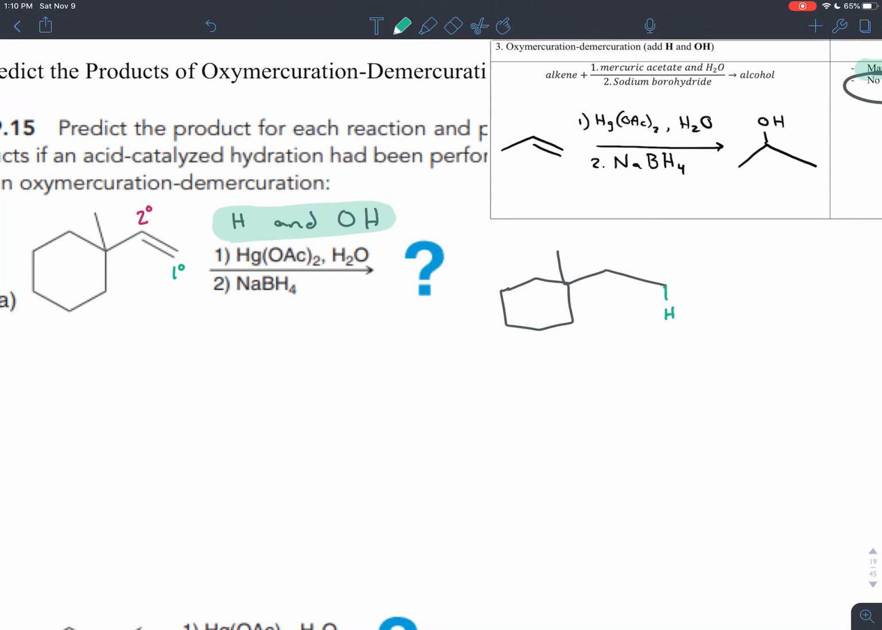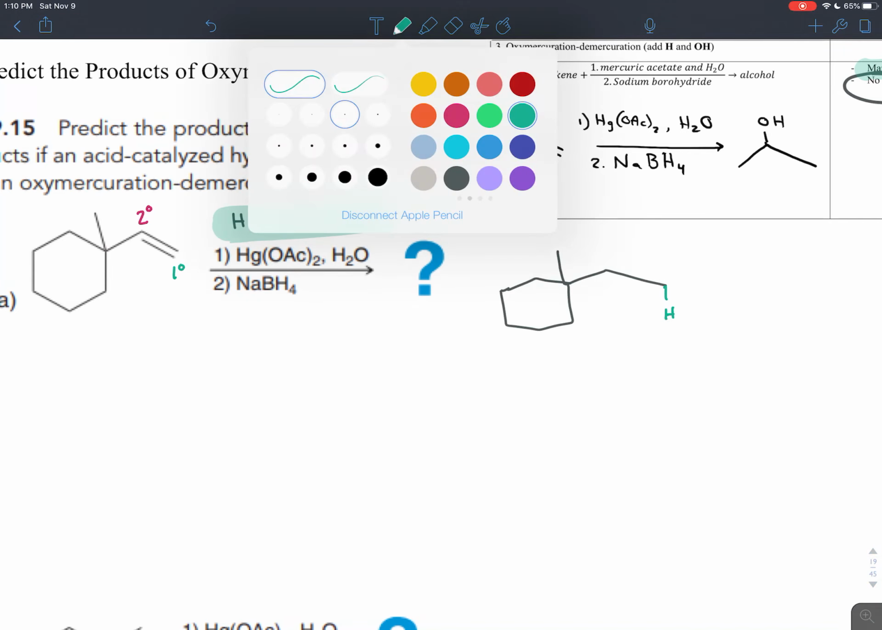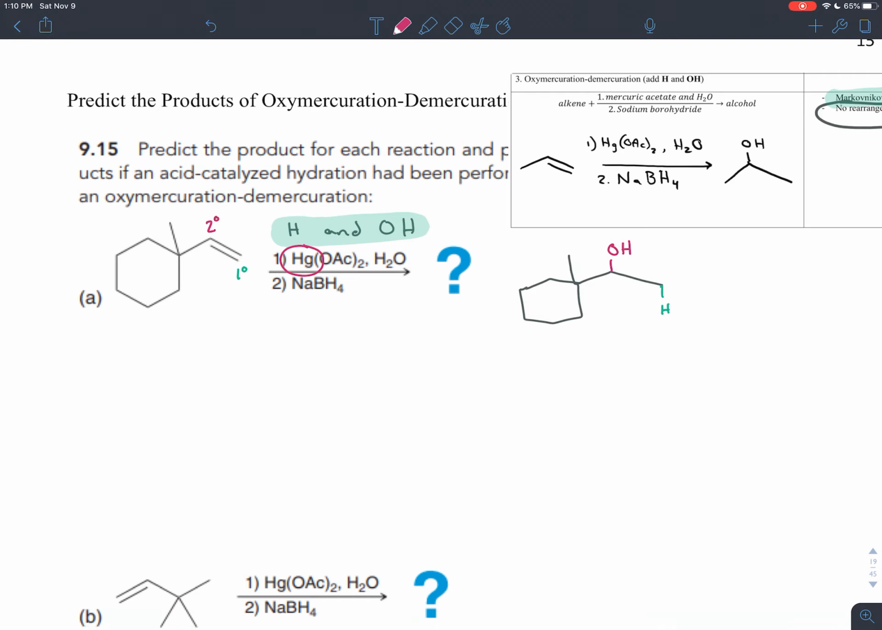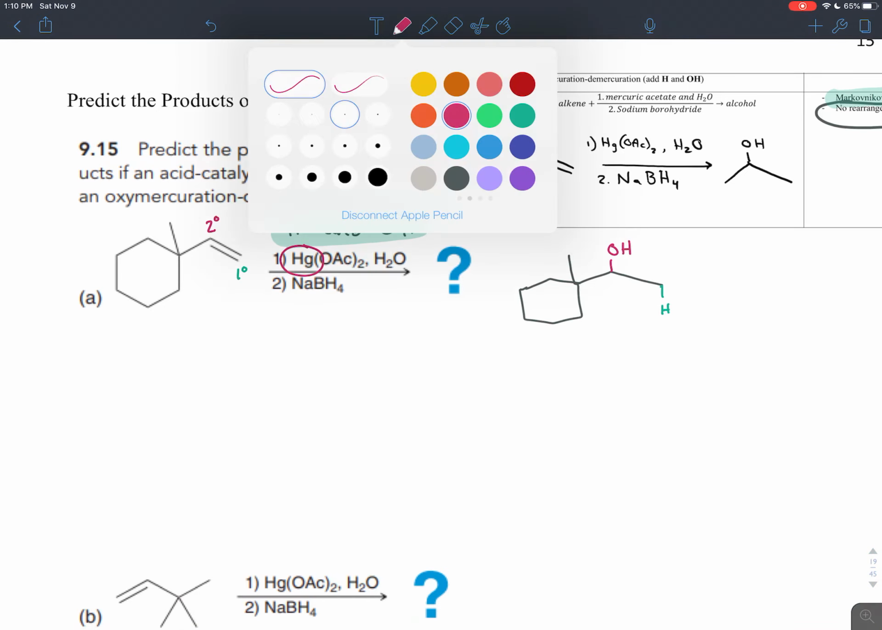Now with oxymercuration-demercuration, you don't have to worry about carbocation rearrangements. The lone pair on the mercury stabilizes the carbocation by forming that mercurinium ion that we saw in the video on the concept behind oxymercuration-demercuration. And so the OH always adds to the other carbon in the double bond, the more substituted one. So that's the product you'd get with oxymercuration-demercuration.